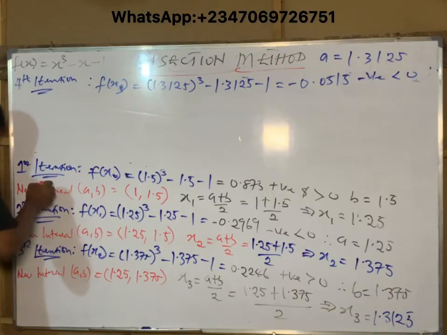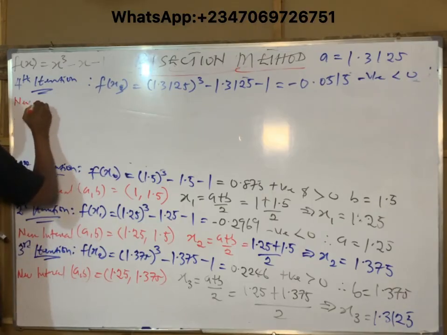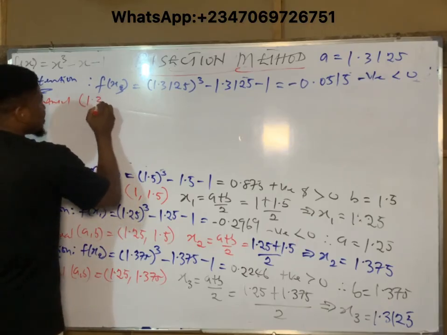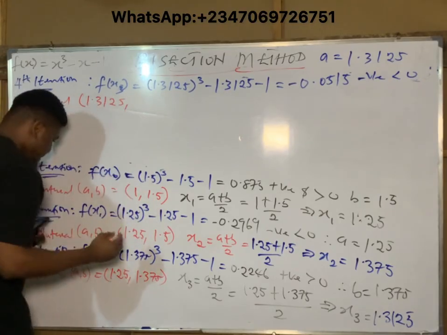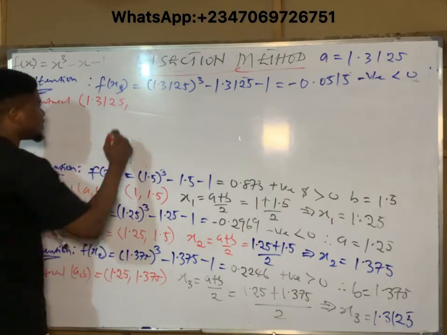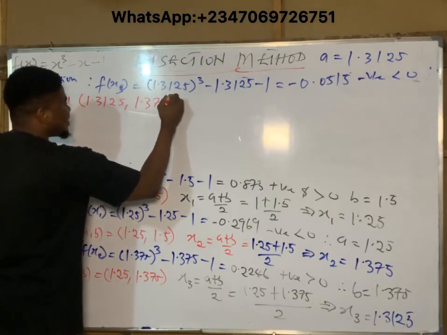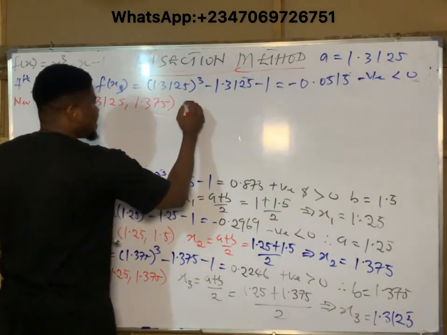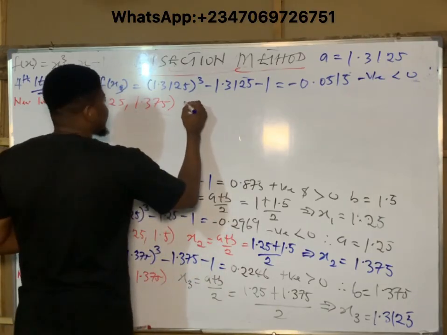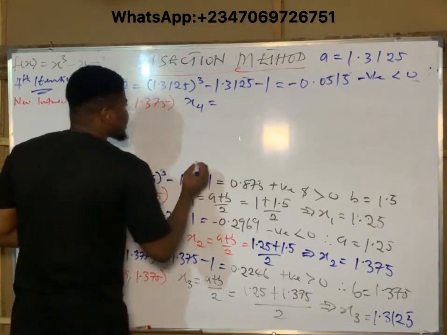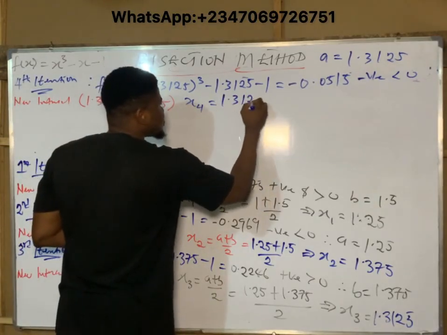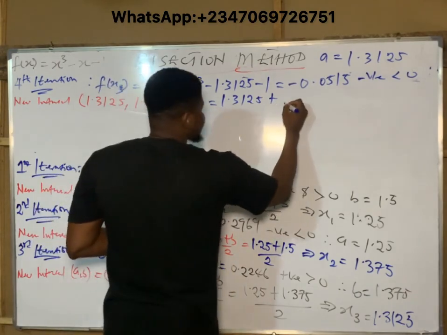Our new interval now becomes, in place of a, 1.3125, whereas b still remains the previous value, which is 1.375. So with this now, we find our next iterative value, which is x4. x4 is a plus b divided by 2, which is 1.3125 plus 1.375 divided by 2.